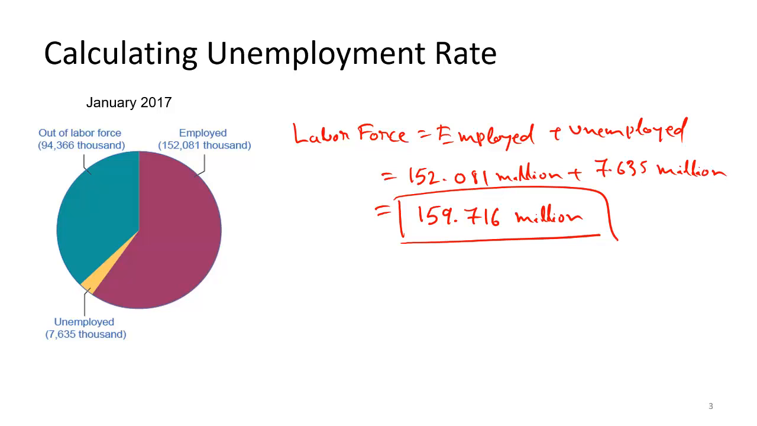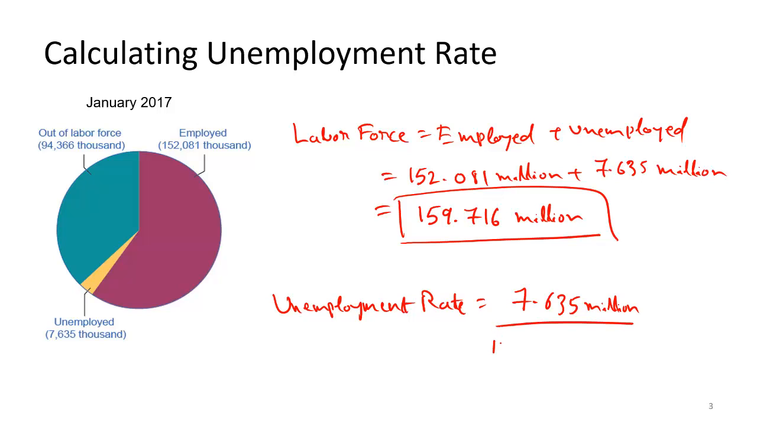Now to calculate unemployment rate, you need to divide the number of unemployed, which is 7.635 million, by the labor force, which is 159.716 million, and times 100. So what you get is the unemployment rate, which, if you do the math, comes out to be 4.78%. So in January 2017, the unemployment rate was 4.78%.